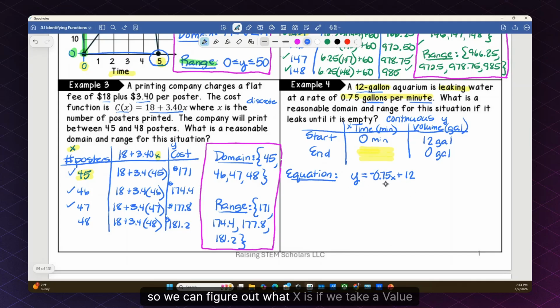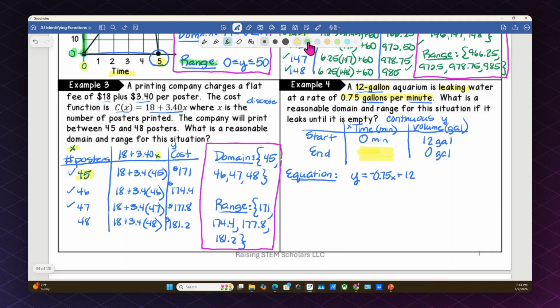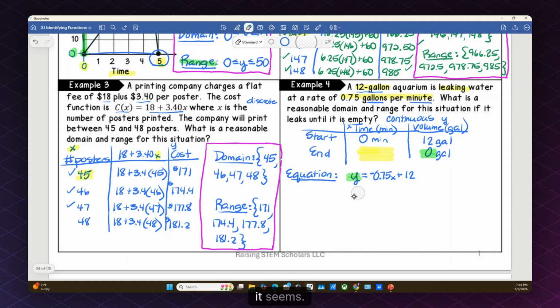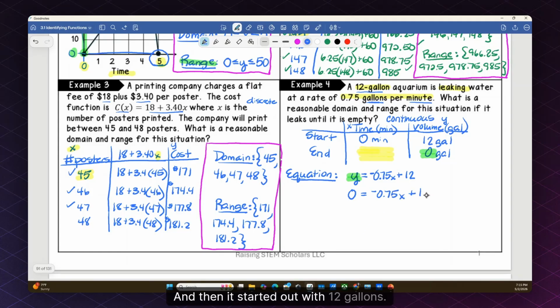So we can figure out what x is if we take a value of the volume here. If we want to know how much time has gone by, we can plug that volume in here for y, and it's going to tell us how many minutes it took to get there. So let's do a little bit of math. Okay, so I am going to put in 0 as my y, negative 0.75x. X is my time. That's what we're looking for. And then it started out with 12 gallons.